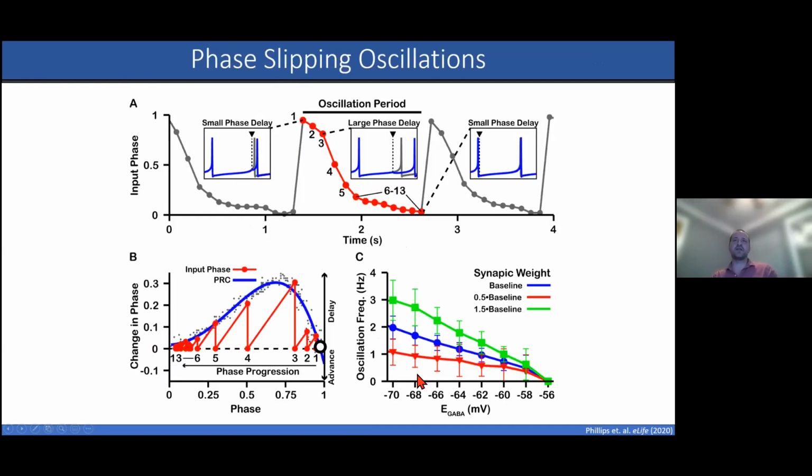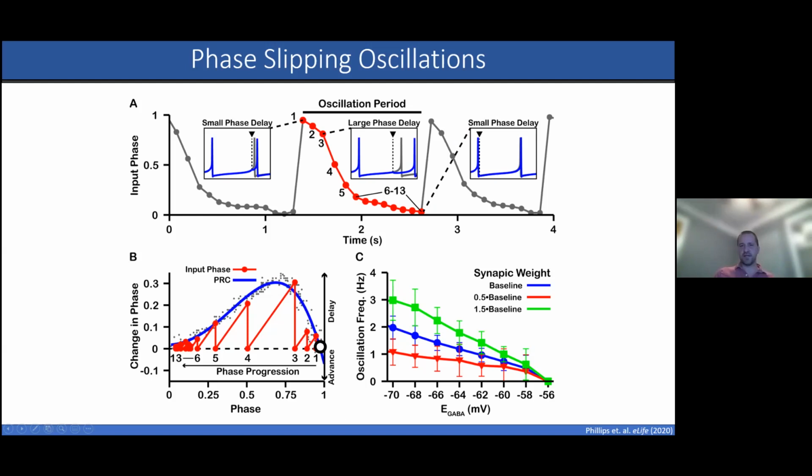All right, so another way to look at these oscillations is in the input phase. This is the phase of when the presynaptic neuron fires relative to the phase of the postsynaptic neuron. And you can see this really nice, clear oscillation in the input phase as a function of time. Using this and the phase response curve, you can understand how this oscillation occurs. These are phase slipping oscillations.